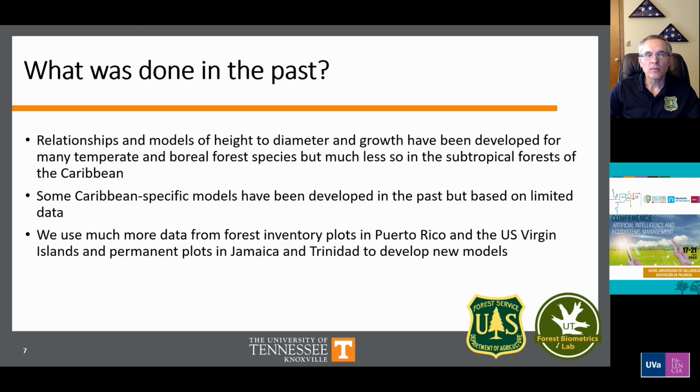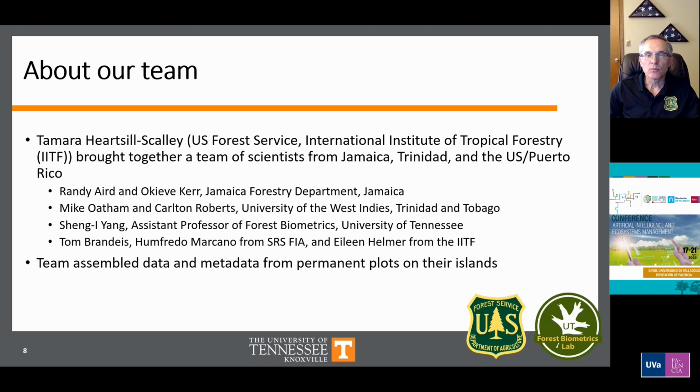There has been some limited work done in the past, but our programs have primarily focused on temperate and boreal forests, of course. So we really want to try to leverage this permanent plot data to create some Caribbean-specific models. We brought together a team toward this end, initially led by Tamara Hartsey-Scalio of the U.S. Forest Service, with representatives from the different island groups. And we were all responsible for assembling our data and metadata from these permanent plots.